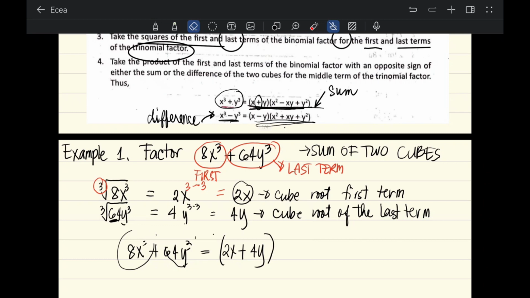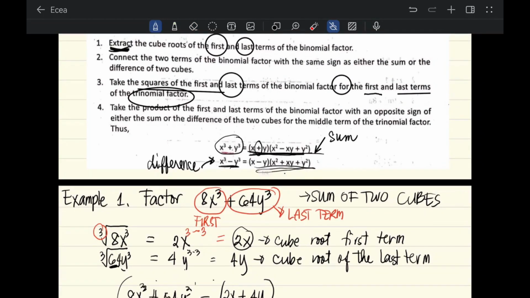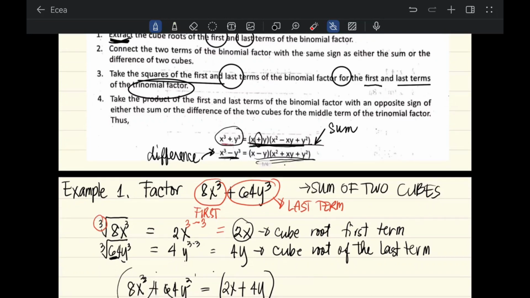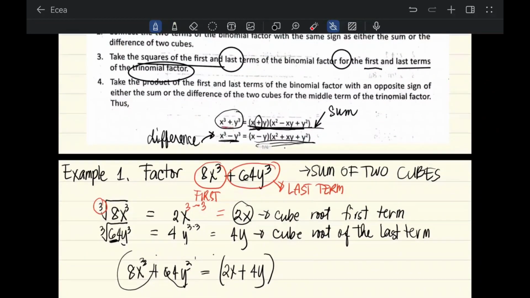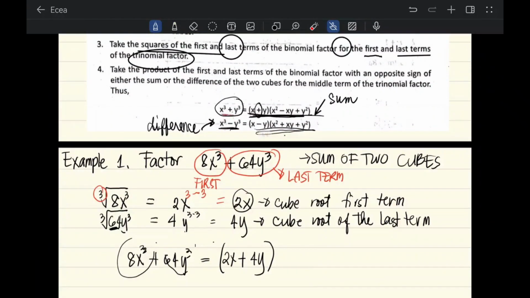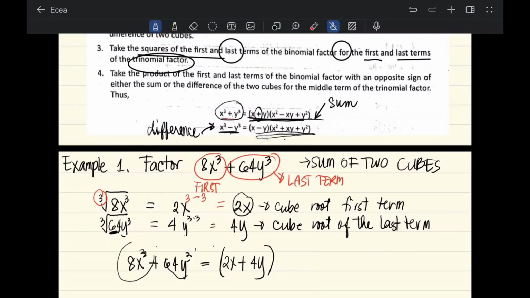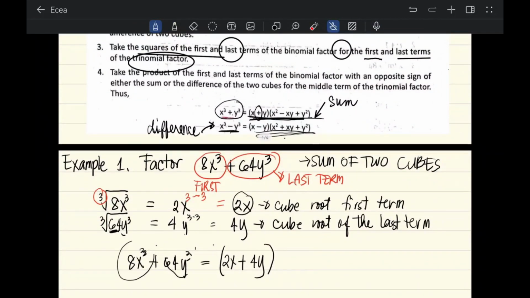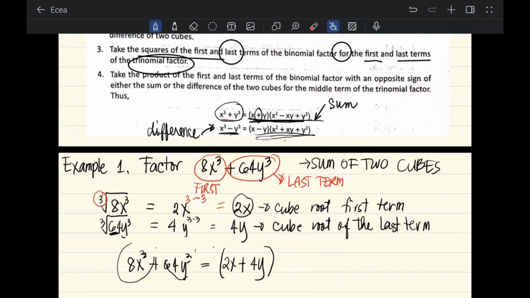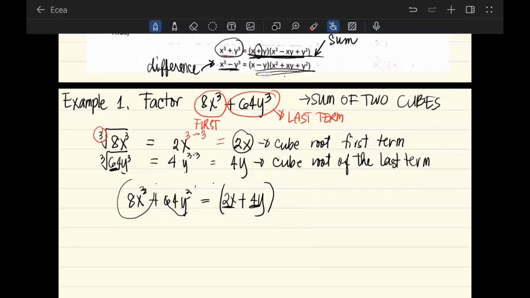Next is to connect the two terms of the binomial factor with the same sign as either the sum or the difference of 2 cubes. Now, take the squares of the first and last terms. So, kuhaon daw na to ang squares sa first and last term of the binomial factor. So, diri na punta ni 2x and 4y. So, kuhaon na to ang squares.